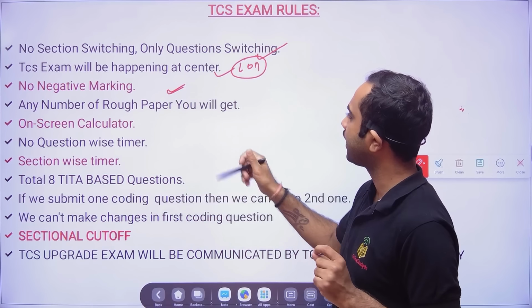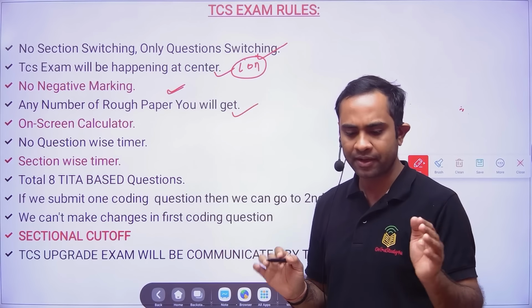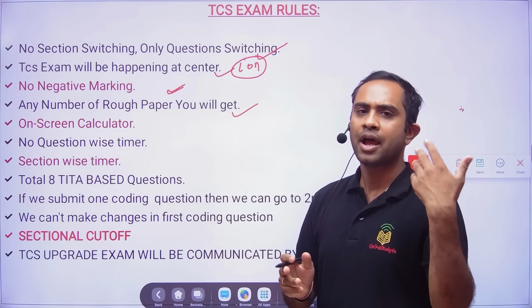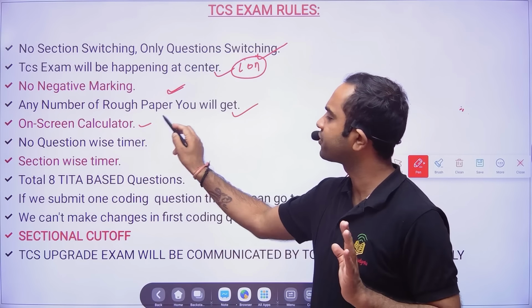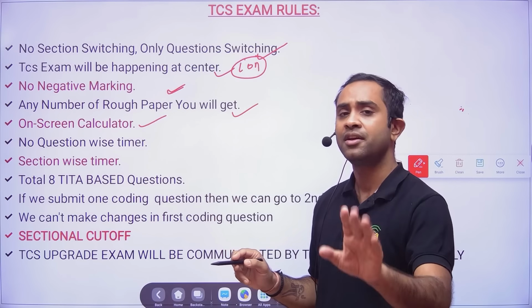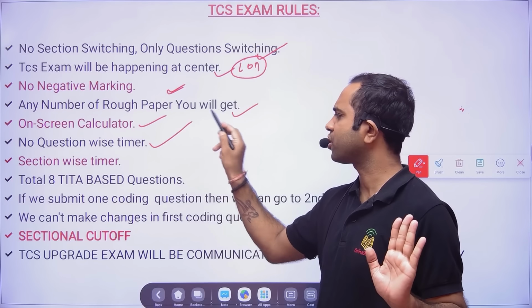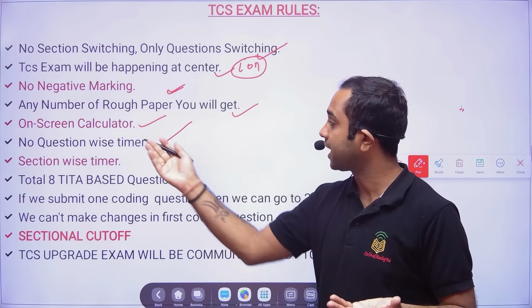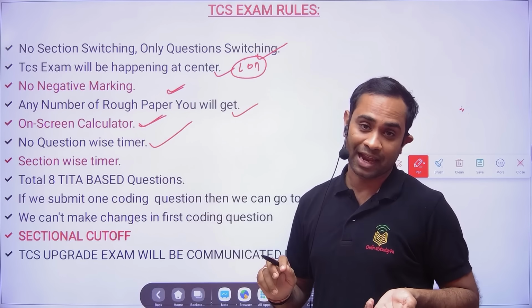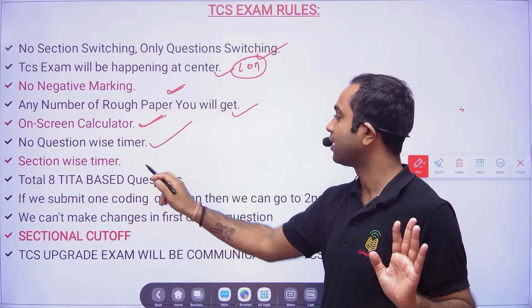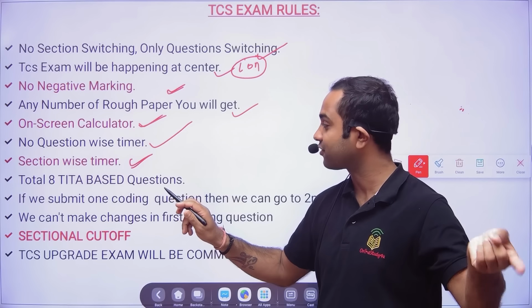No negative marking. Any number of rough papers you will get. First, they might give you one paper, but when you ask, they will give you many. On-screen calculator, till last year it was there, and this year also it will be there. No question-wise timer. But I don't want to speak something; if they remove the on-screen calculator, then you will come and abuse me. That is the reason I say till last year it was there.